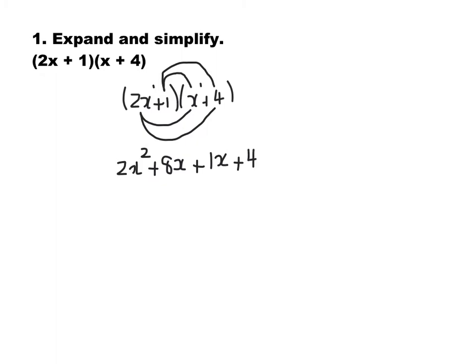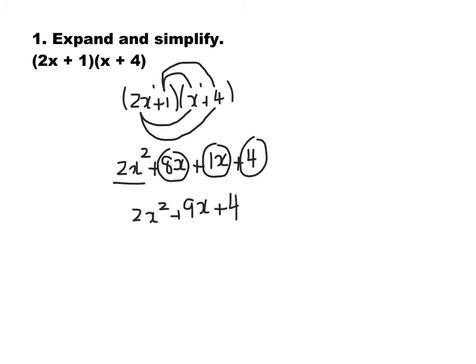Now I'm going to take the like terms. There is no like term to x squared, so I'm just going to write 2x squared. 8x and 1x, they are both like terms because x in both of them have exponent 1. So 8 plus 1 gives me 9x. And then the only thing which is left is plus 4. So the final answer is 2x squared plus 9x plus 4.